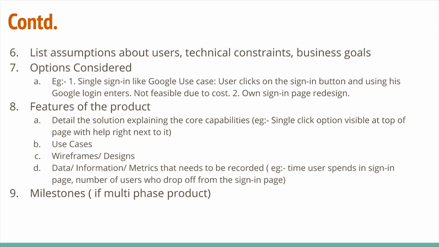Examples: you have only Android users today, so you cannot really launch for an iOS platform. Or you cannot support more than X million users simultaneously. All these are things that you have to state out here. Talk about the various options you have considered for this problem. And then finally, talk about the option that you have chosen in detail in the features of the product, where you detail out the solution. You have your use cases, your wireframes, any data that needs to be pushed into the database by the system that will allow you to measure the success.